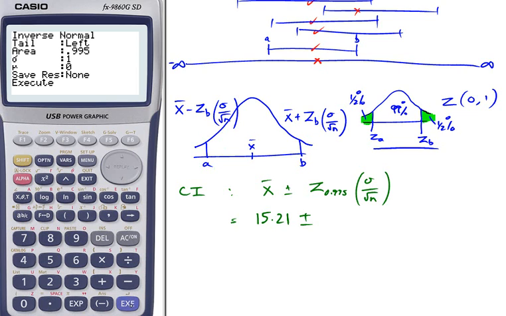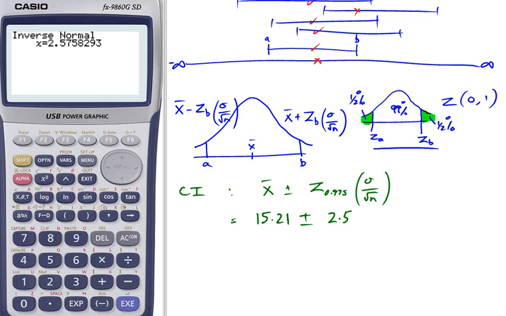99.5% to the left of that point B, in our case ZB, because here we have our sigma is 1, and our sigma definitely is 1 in the Z distribution, and our mean is 0. Press execute, and we get our Z value, 2.57589293. Don't round until the end.